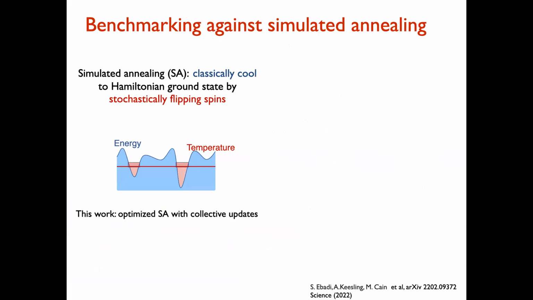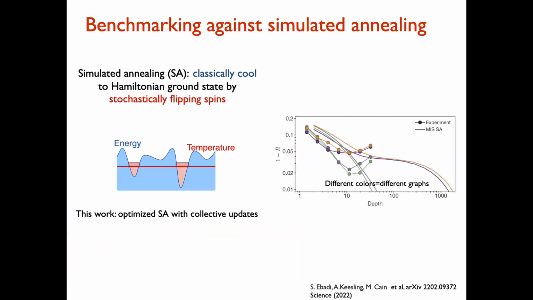And what we can do now is optimize the simulated annealing and try to compare it with how our quantum machine works. Here are just a few different instances, different colors here. What we see is that there are two regimes. One is this high energy, low approximation ratio regime, where all of these curves are basically proportional to each other as you vary the depth of your circuit.